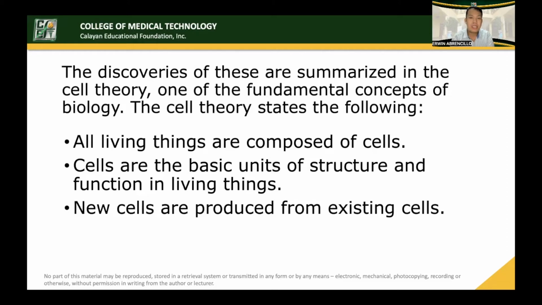And of course, the last one is that new cells are produced from existing cells. During the time, there were people who believed that living organisms can exist out of non-living organisms. So the cell theory contradicted such notion in stating that new cells are produced from existing cells. That means cells can only arise when there is an existing cell, and no cells will arise out of nothing or out of a non-living object.